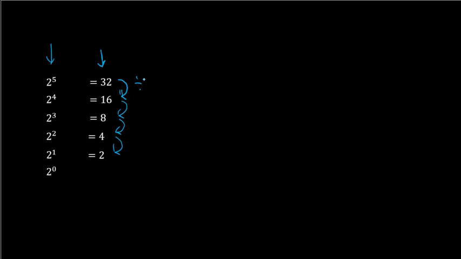Well, the pattern is we're dividing by 2. 32 divided by 2 is 16. 16 divided by 2 is 8. 8 divided by 2 is 4. 4 divided by 2 is 2. So if we keep that pattern going, 2 divided by 2 would give you 1. So 2 to the 0 power, if we keep the pattern going, it's going to equal 1.